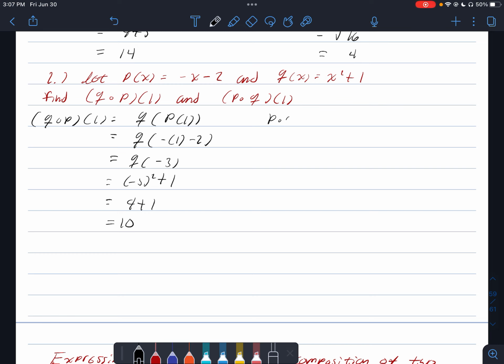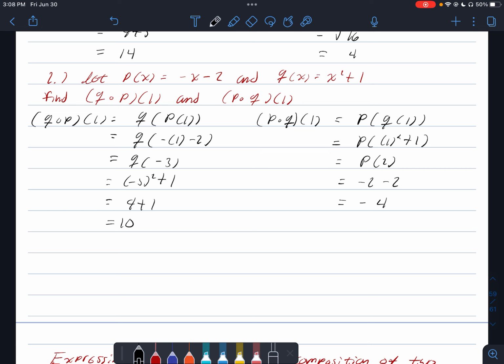Now let's try this one. Let's try p of q of 1. Q of 1 is going to be 1 squared plus 1, which will be p of 2, which will give us negative 2 minus 2, which is negative 4. Okay, so we get something quite a bit different here.